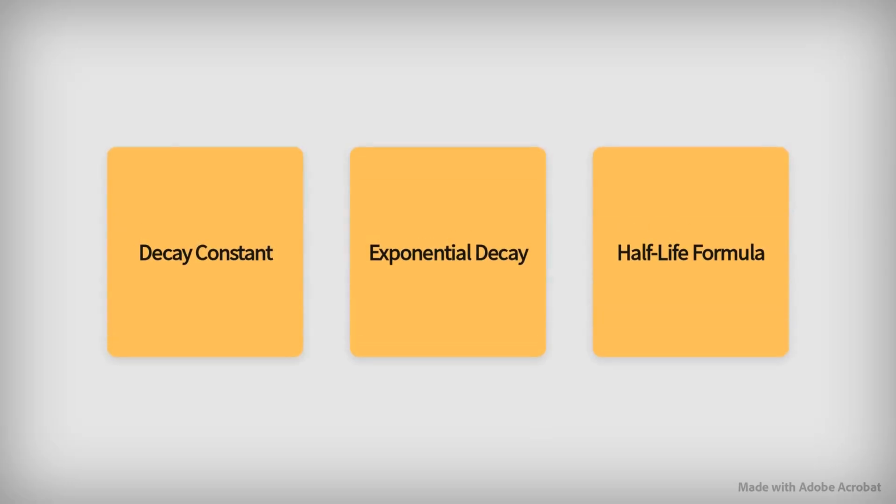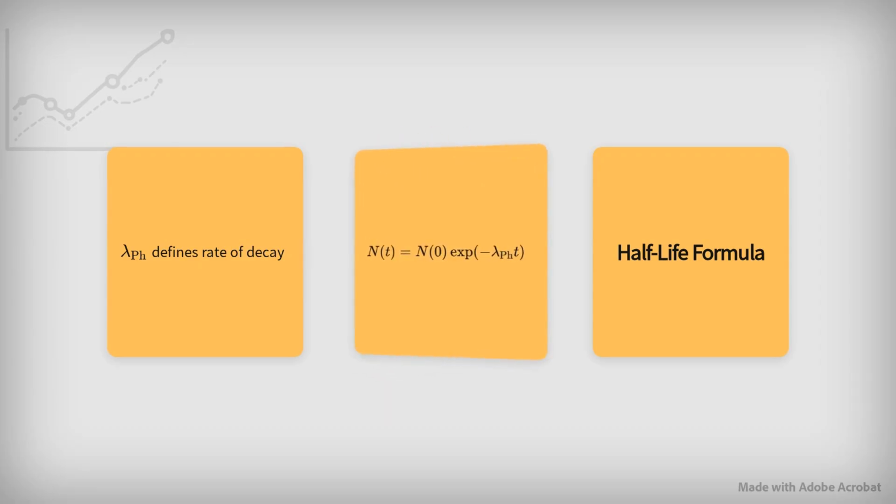Here's how radioactive decay is quantified. The decay constant, exponential law, and half-life formula all describe the process mathematically. The physical decay constant, lambda sub ph, defines the rate at which radioactive decay occurs. Radioactive decay follows an exponential law, where the number of nuclei at time t equals the initial number times the exponential of minus lambda sub ph times t. The half-life is calculated as the natural log of 2 divided by lambda sub ph.